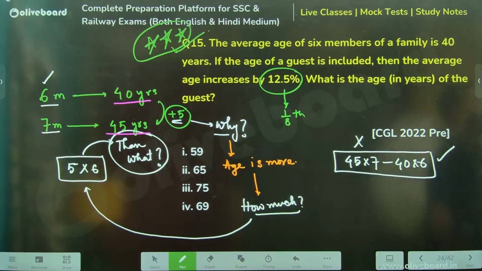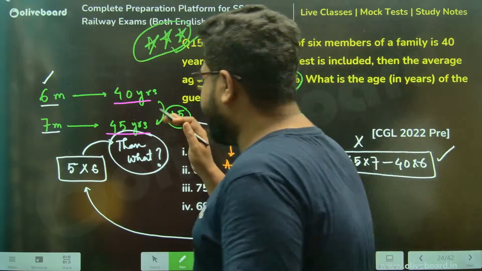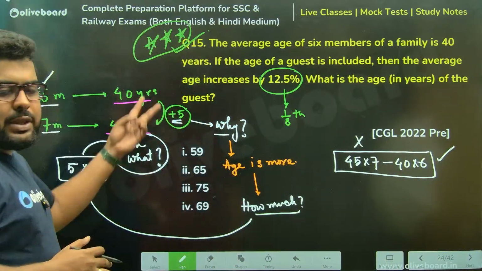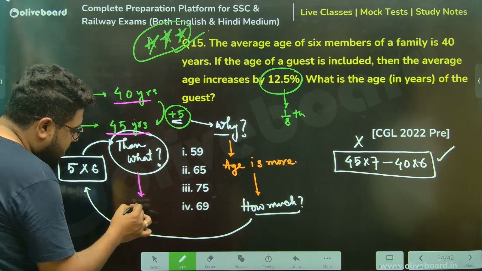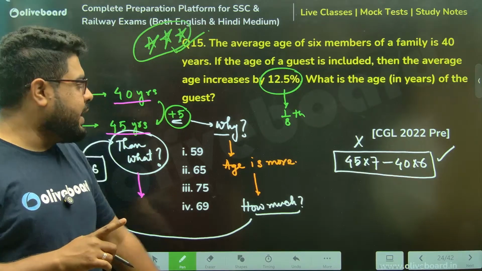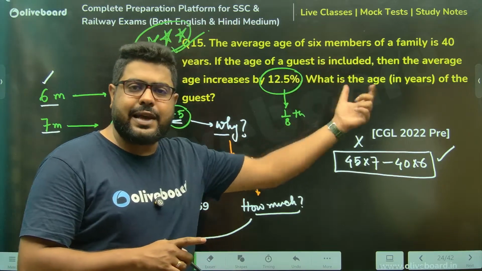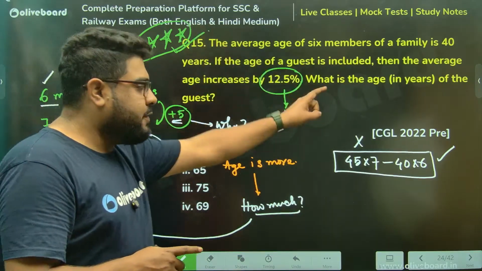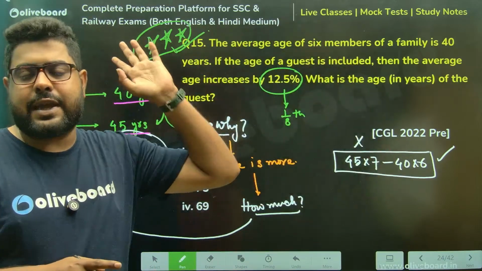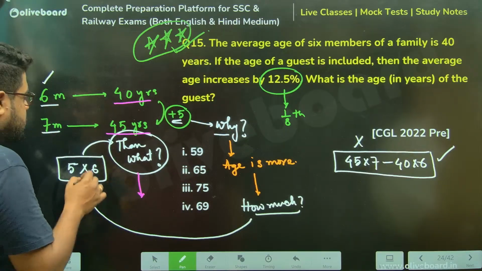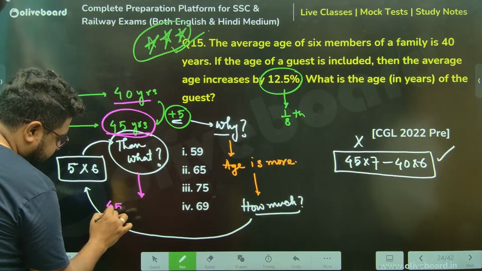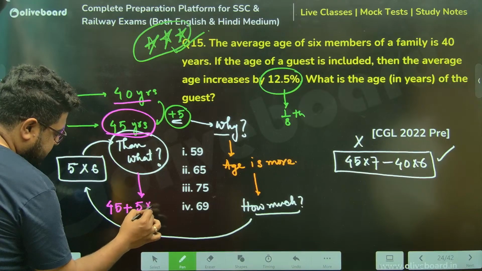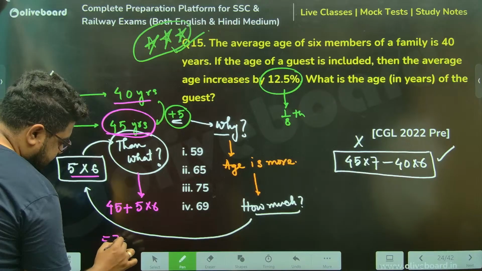Now, please understand, I'm doing it like this because there is an exclusion type as well. So we are doing it in such a manner that we are covered for both types. So always take that average when the guest is included in our group, because we are calculating the age of the guest. So I'll take this average. My answer will be 45 plus 5 into 6. So my answer will be 75 years.